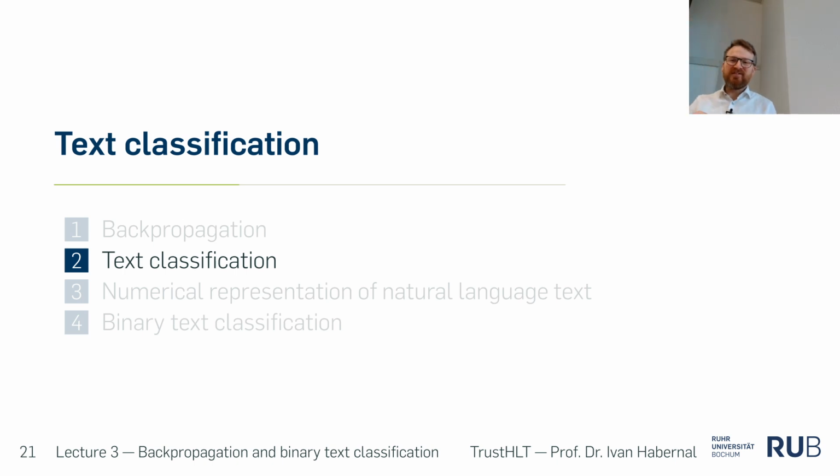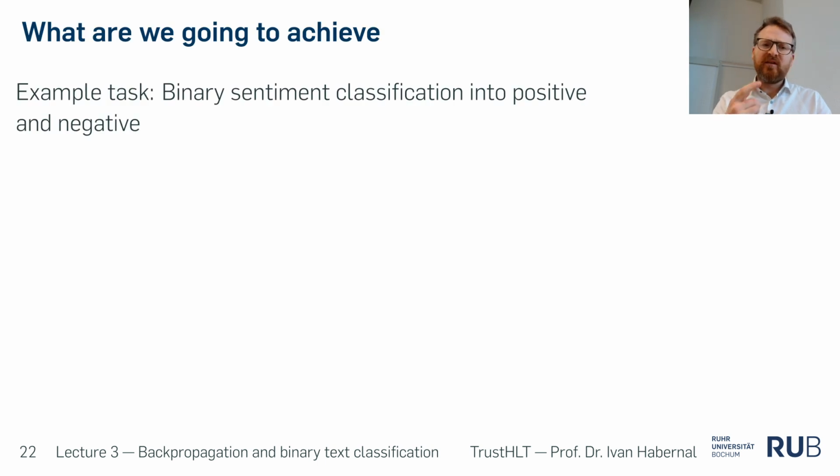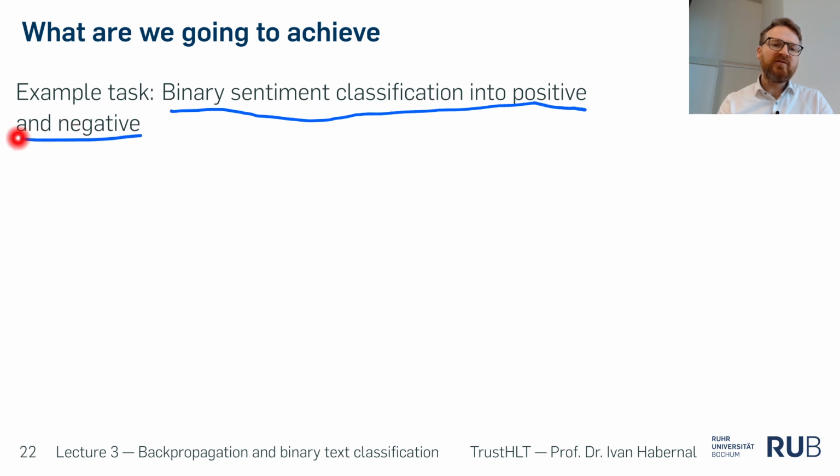Okay, text classification. Interesting. So now we need to bring these two words together, like backprop and derivatives. What do I need to achieve actually? What are we going to achieve? We have an example task, which is binary sentiment classification into positive and negative. So tell me a data set which we can use for doing this.